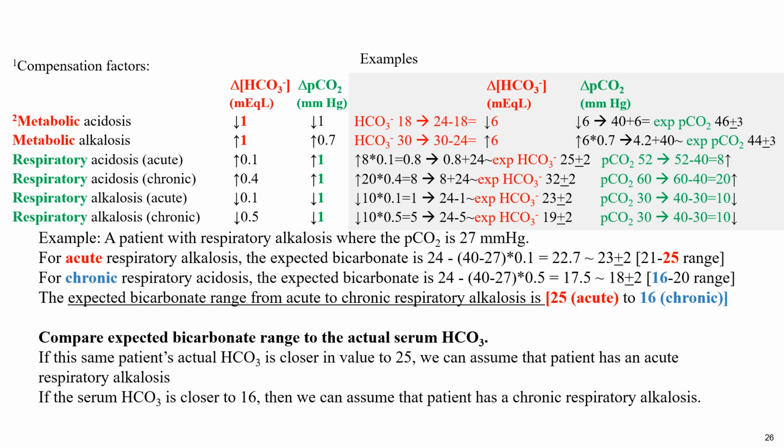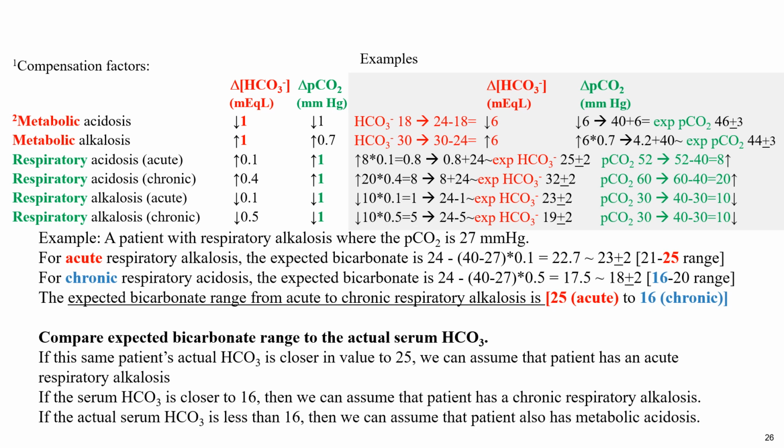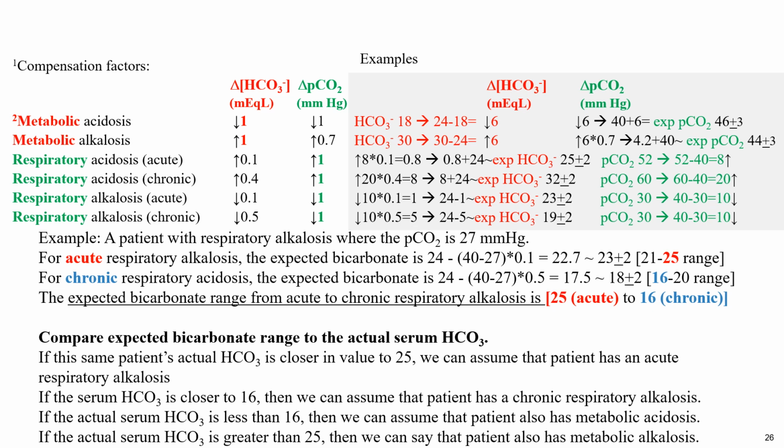For example, if the actual serum bicarbonate is less than 16, we can assume that the patient also has a metabolic acidosis. And if the actual serum bicarbonate is greater than 25, we can assume that the patient also has a metabolic alkalosis.